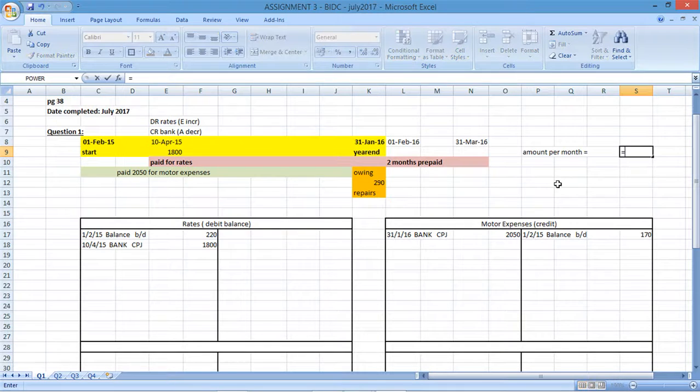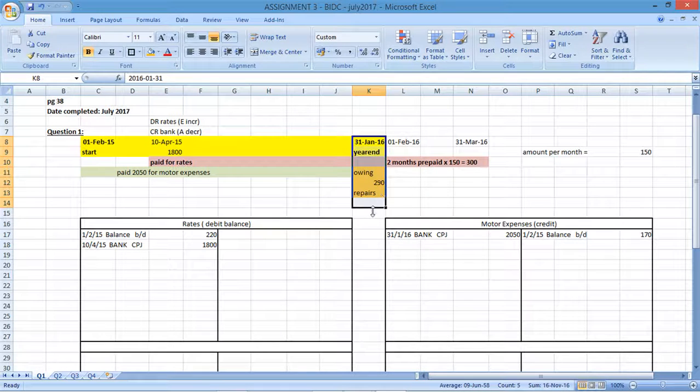The amount per month would have been 1,800 divided by 12, because it's April to March: April, May, June, July, August, September, October, November, December, January, February, March. It's 12 months, so I'm dividing it by 12. That gives me 150 per month. So if I've got 2 months prepaid, I'm going to multiply that by 150, which gives me a 300 Rand prepaid expense that I'm going to have to recognize at the year end, because that's an adjustment. It's an accounting adjustment for a prepaid expense.